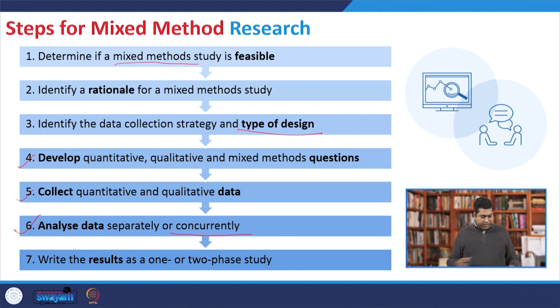After that, the final stage is to write the results as a one or two phase study. If it is done concurrently, then it is just one particular result that you are summarizing and integrating. If it is two separate approaches followed step by step in your research, then you have to write in two phases, obviously.